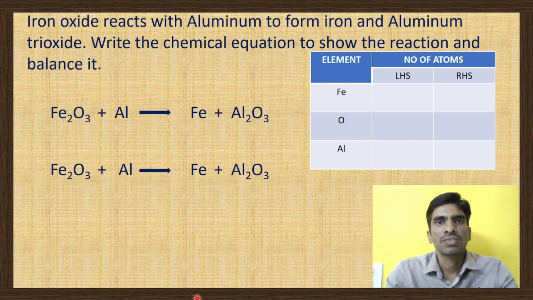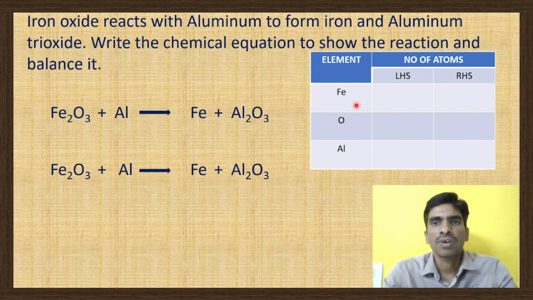Iron oxide reacts with aluminum to form iron and aluminum trioxide. Write the chemical equation to show the reaction and balance it. The elements in this equation are iron, oxygen, and aluminum. Number of atoms on the LHS: iron 2, oxygen 3, aluminum 1. On the RHS: iron 1, oxygen 3, aluminum 2.